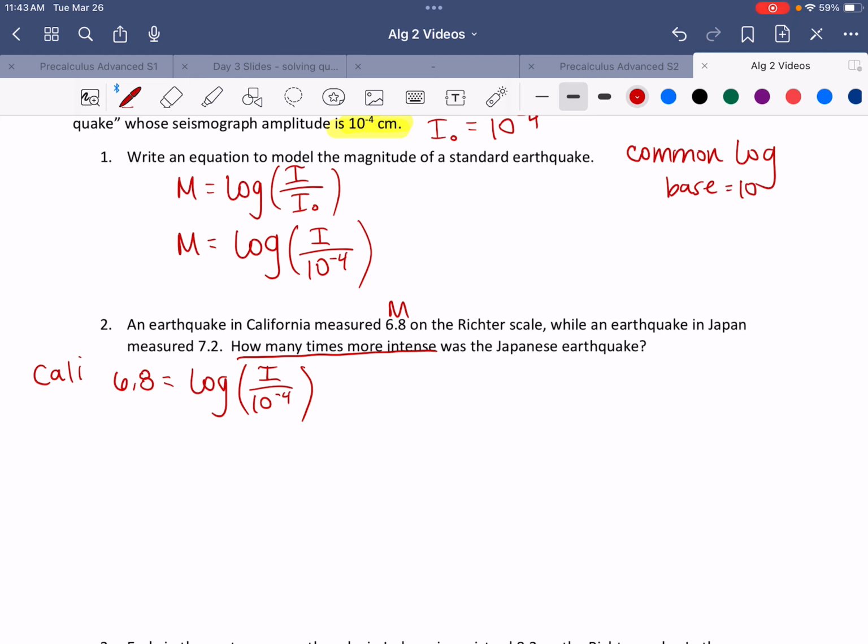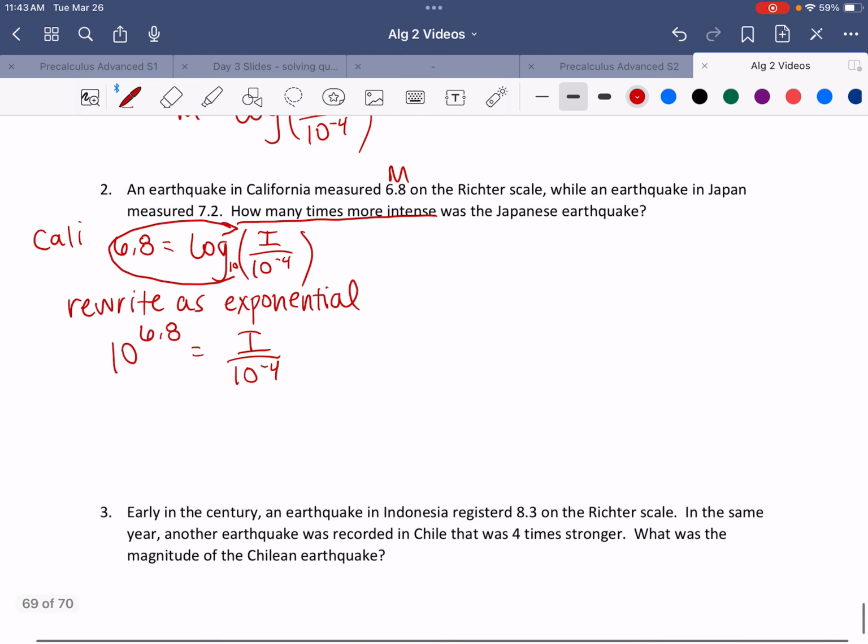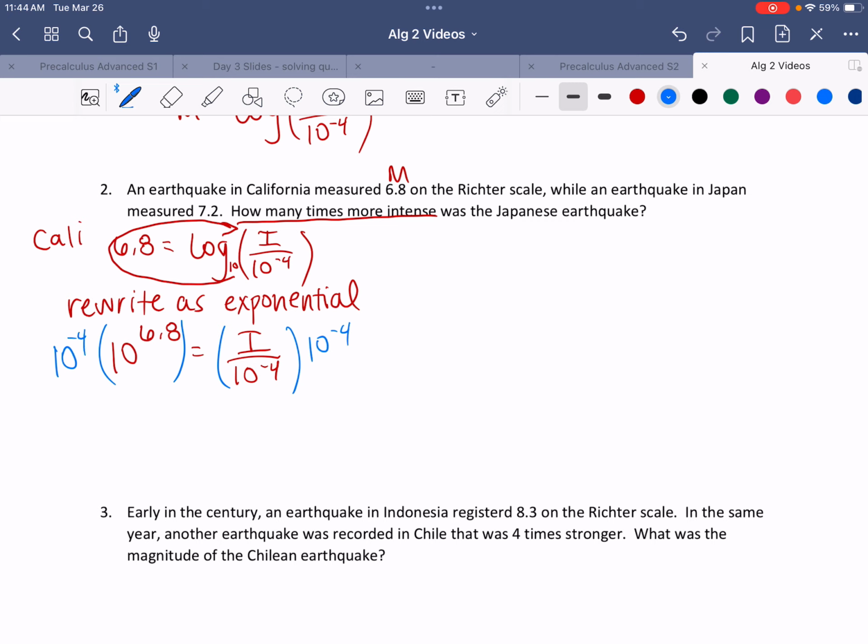And if you're like, well, how do I solve for something inside the log? That's why we were practicing rewriting this. So let's rewrite this as exponential. So the base is an understood base of 10. So I'm going to do 10 to the 6.8 power equals, loop it around, I over 10 to the negative 4th. Okay, if I don't want to be dividing by 10 to the negative 4th, I can go multiply by 10 to the negative 4th on both sides.